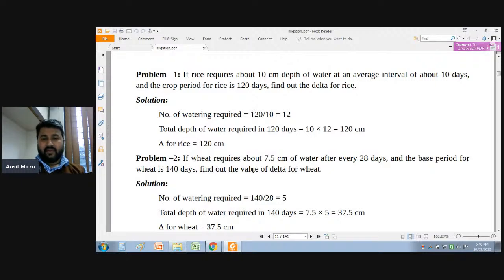So after every 28 days we require 7.5 centimeter of water for 140 days. So 140 days divided by 28, we will have the value as 5. This 5 multiplied with 7.5, so we will have the value as 37.5 centimeter, which will be the delta for wheat.